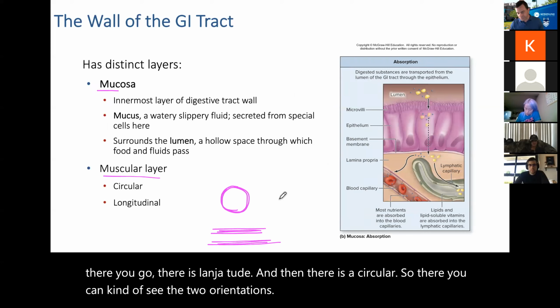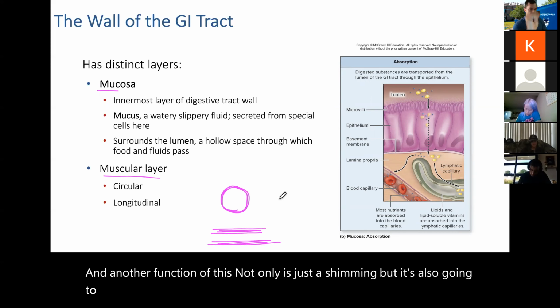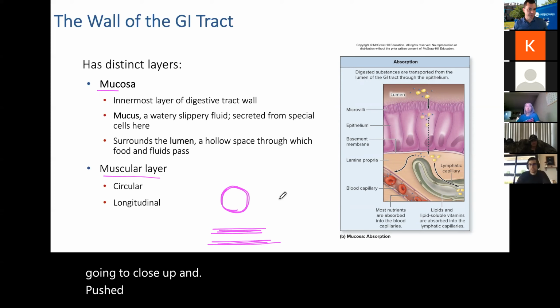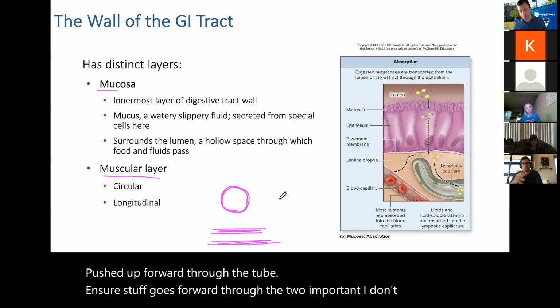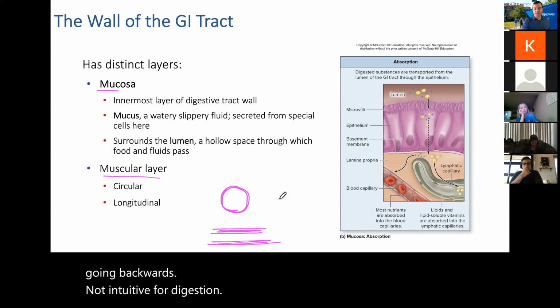And another function of this, not only is just a shimmying, but it's also going to close up and push stuff forward through the tube. Okay. It ensures stuff goes forward through the tube. Important. I don't want food going backwards. Not intuitive for digestion. So that's the muscular layer.